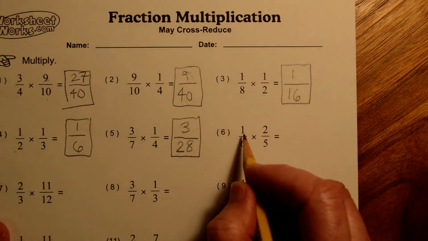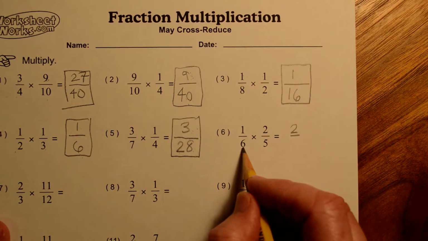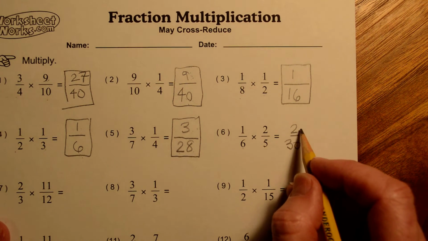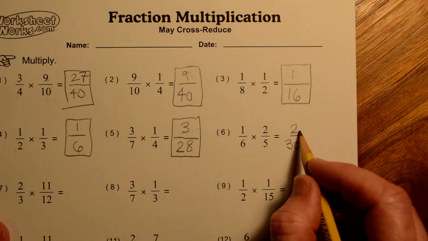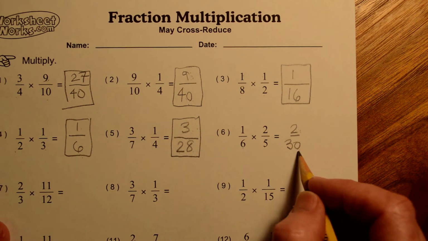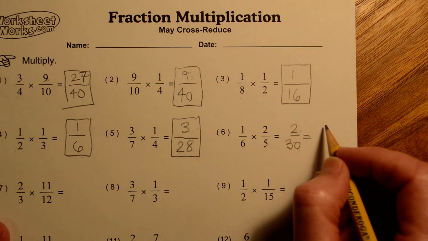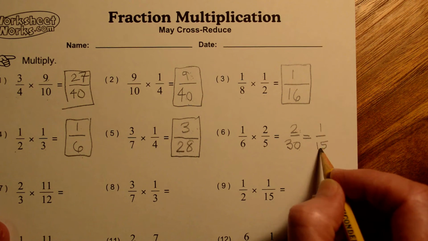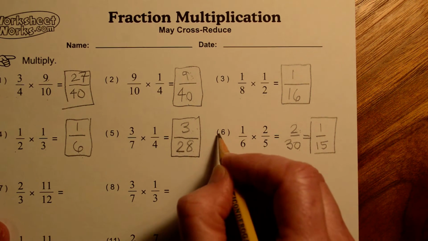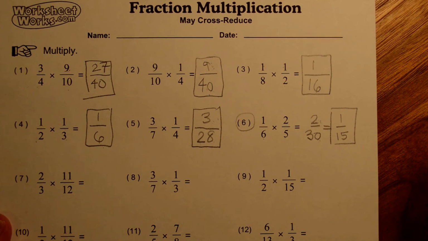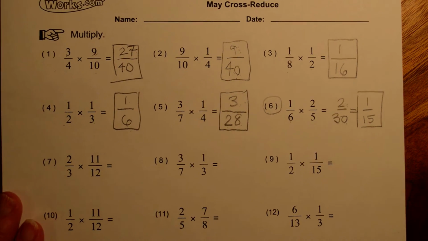All right, number 6. 1 times 2 is 2. 6 times 5 is 30. Again, 2 is prime, so if they're going to have a common factor, it has to be 2. Does 2 go into 30? Yes, it does. 2 goes into 2 one time, 2 goes into 30 15 times. That one actually reduced. I'm going to put a little circle around that because I want you to pay attention to the ones that do reduce, because when we come back from break, that's what we're going to talk about: how we know when a fraction reduces or when a product will reduce.